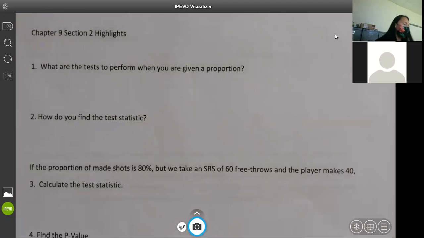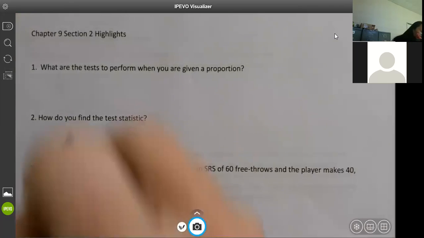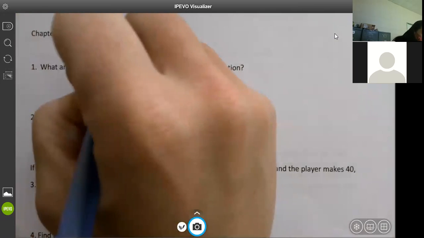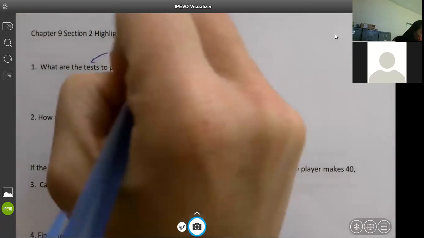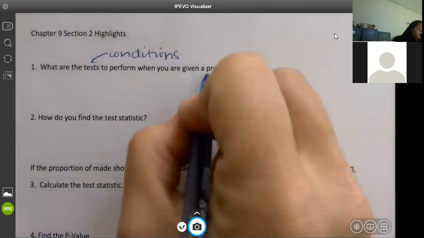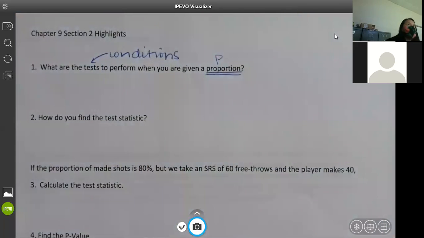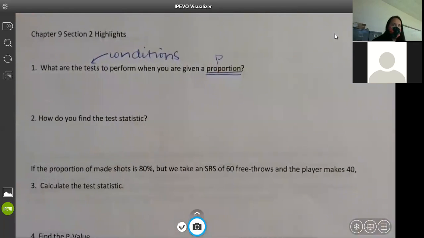So section 9.2 highlights. What are the tests to perform when you're given a proportion? When they say test, they're talking about conditions. And then make sure that you understand they're asking about a proportion, or P. So what are the three things that we have to check?